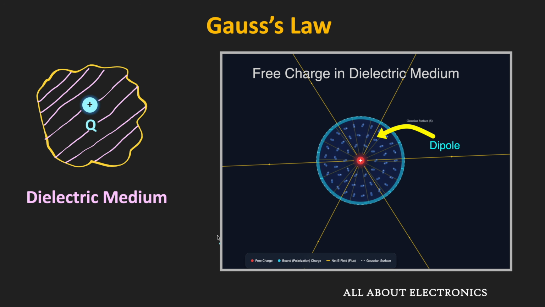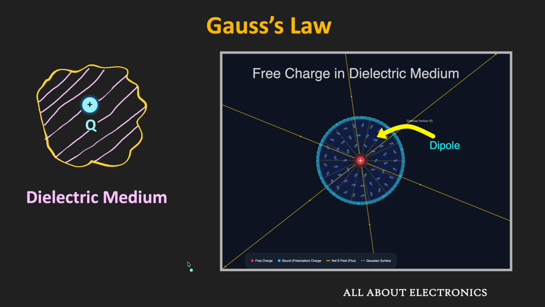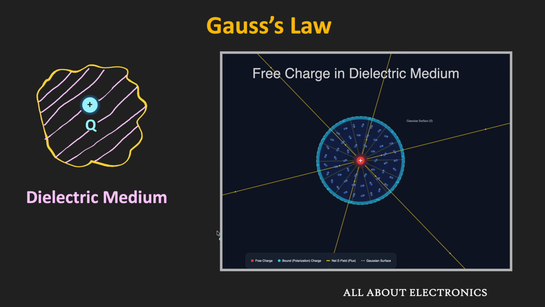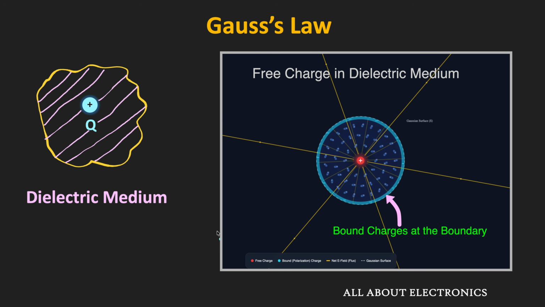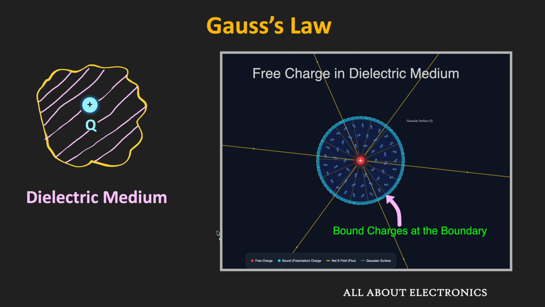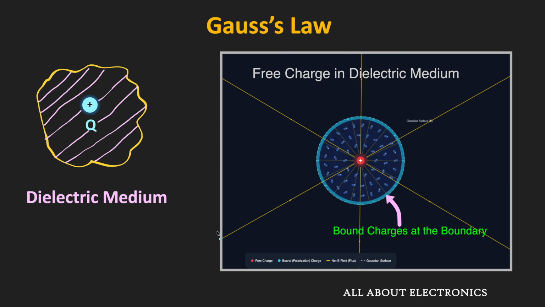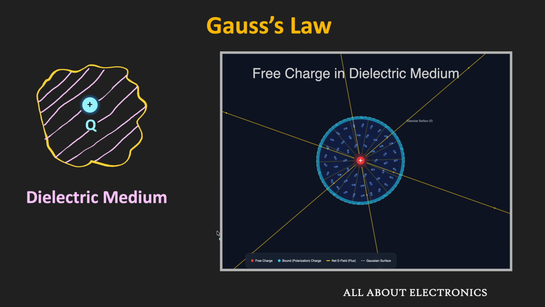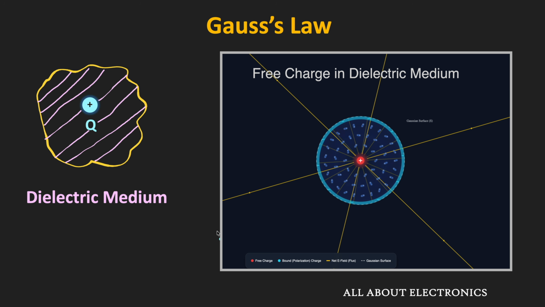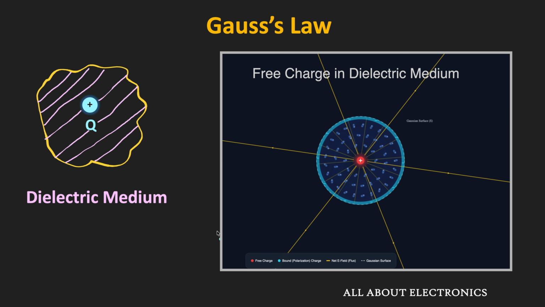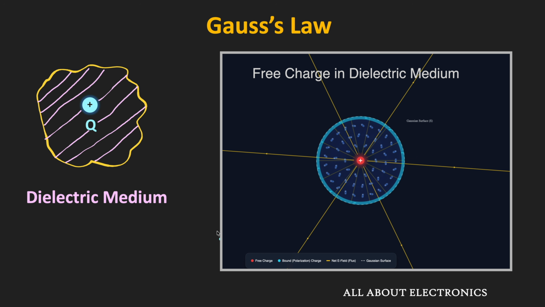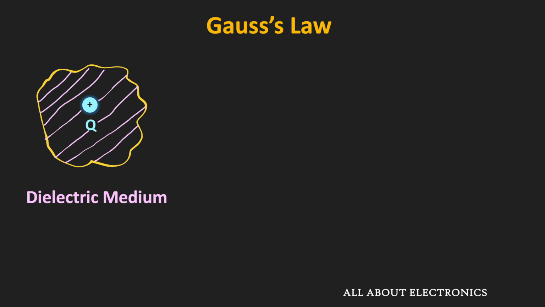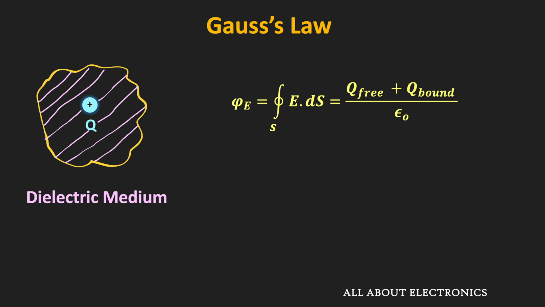Effectively, these dipoles cancel out the effect of each other, but the bound charges at the boundary of this closed surface, or at the edge of this closed surface, will not get cancelled out. And because of that, effectively, we have the negative bound charges inside the medium. And because of that, the net electric field that is coming out of the closed surface of this medium, or in other words, the electric field lines coming out of this closed surface, will reduce. That is why, when we are writing the Gauss law expression in terms of the electric field, we also need to consider the bound charge along with the free charge.